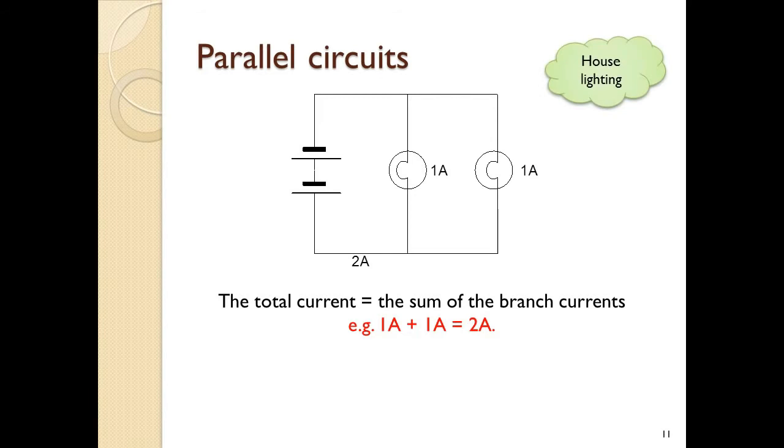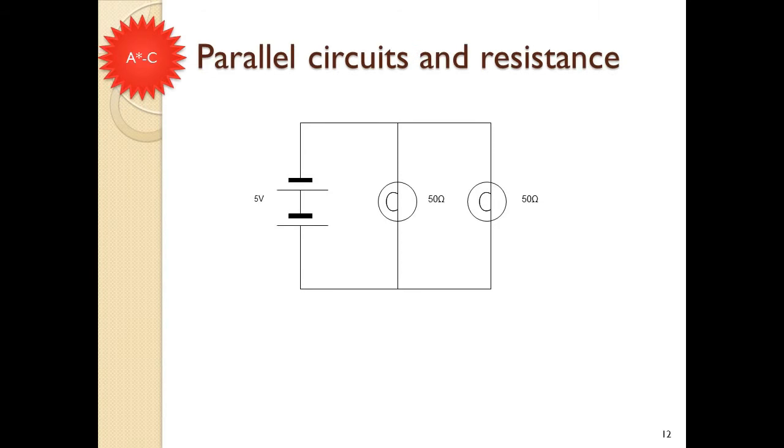House lighting is wired in parallel. Each of these branches can be switched on independently, and as you add another branch, it would draw an amp, and so the total current would go up to 3 amps. That is, each bulb would use up as much energy as each other, and adding an extra bulb would draw more current from the supply. You'll remember, of course, that each parallel branch will get the total supply voltage.